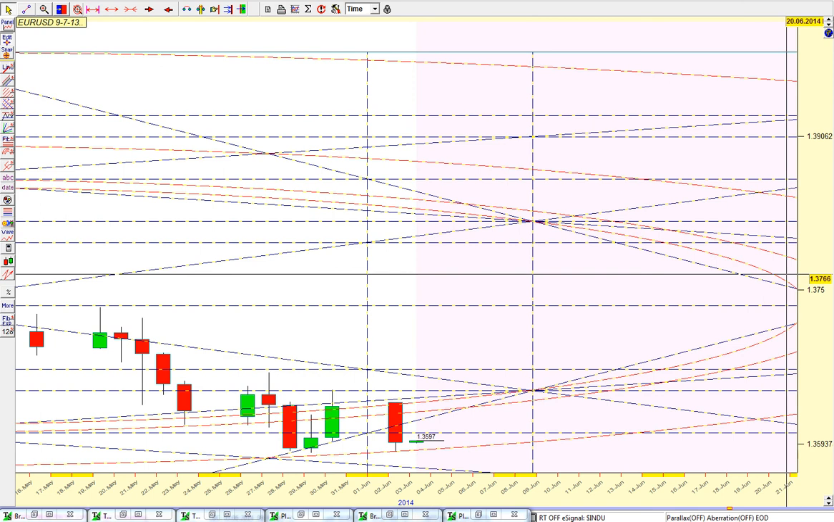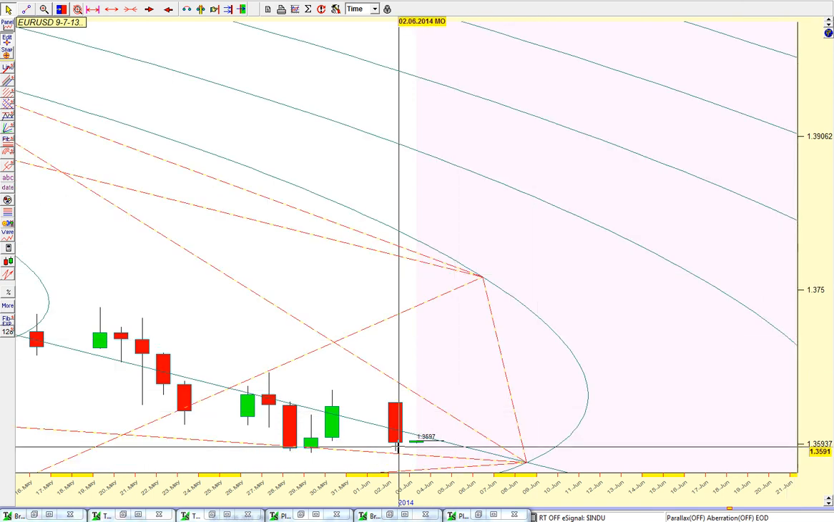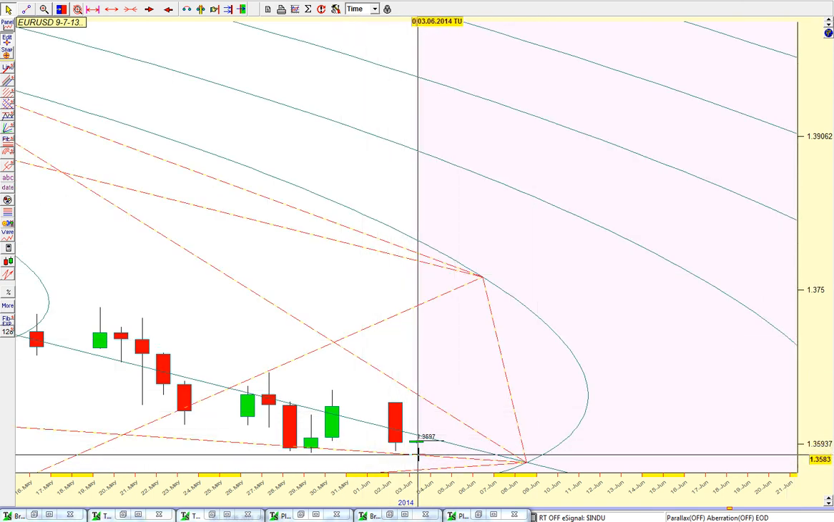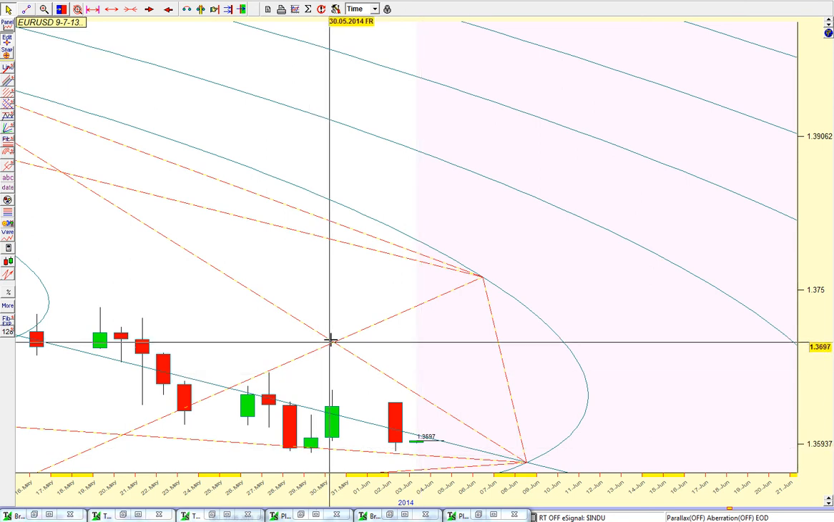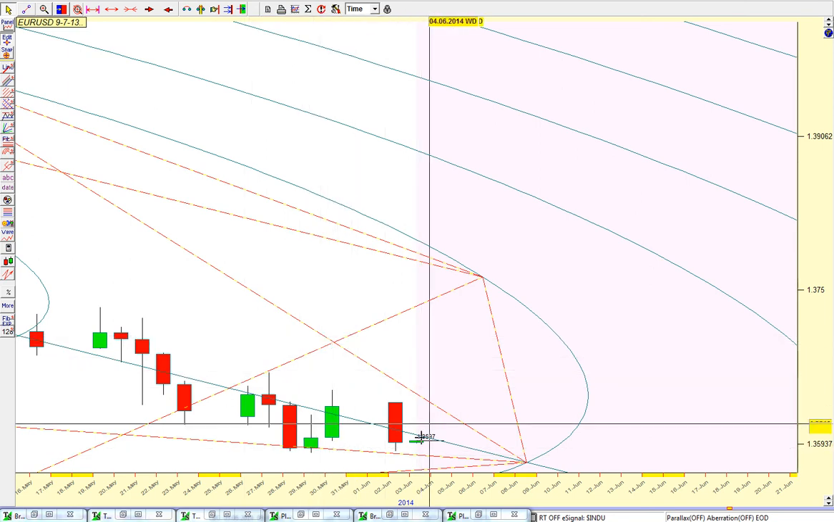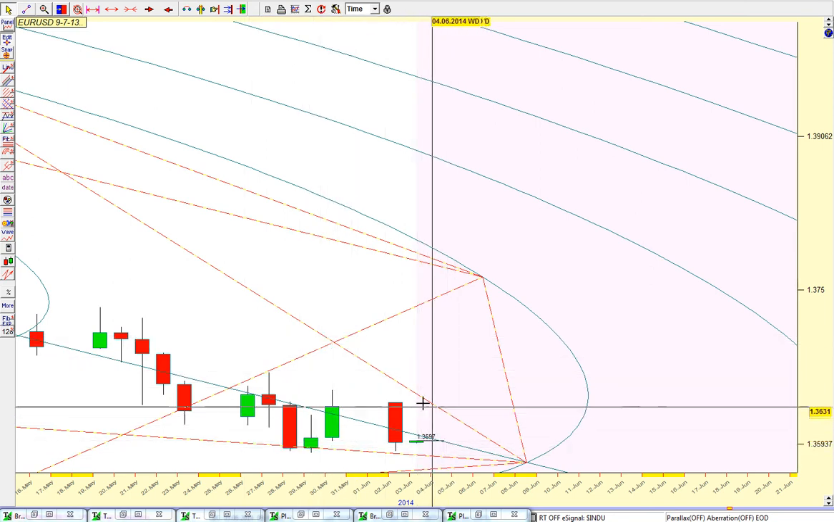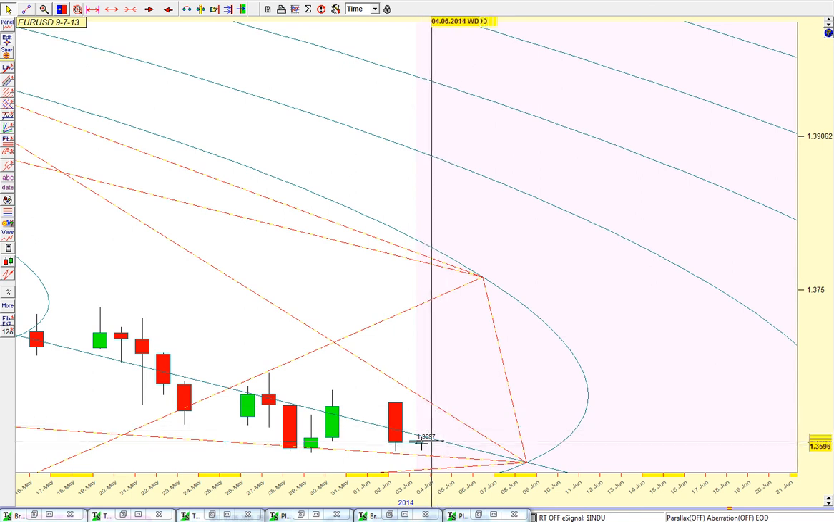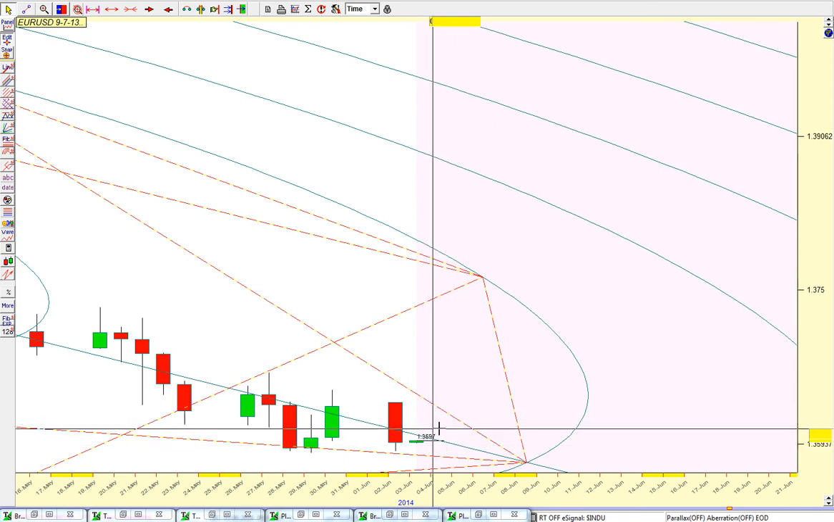Next thing, the free ellipse, same thing here. It needs to hold this angle right here. You can see it's like a triangle where it's at, and it needs to blow through this angle right here. So let's see how it's going to develop today, especially when the London session opens.